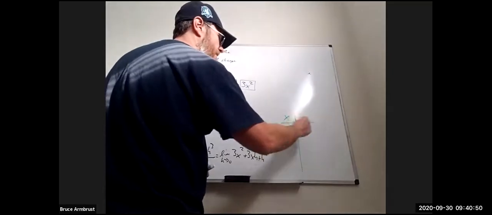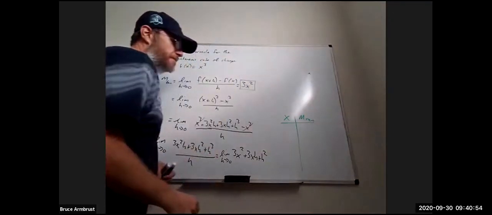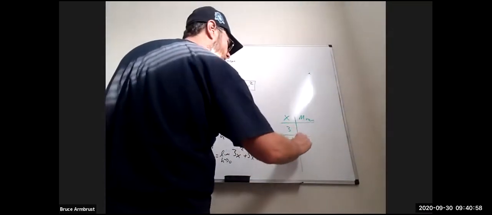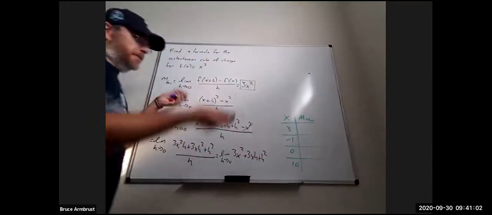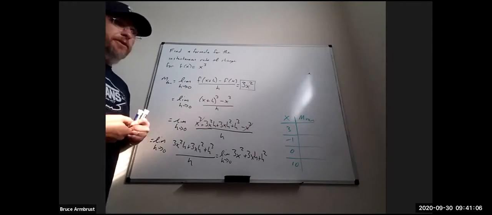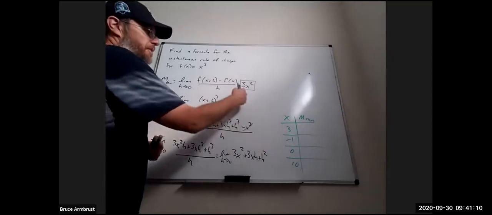All right, so I'm going to make a little chart here. I'm going to put x, and we're going to put slope of the tangent line here. So here are some x's that I'm curious about. Let's say 3, -1, 0, 10. We'll just do these 4. All right, well, if you want to know the slope of the tangent line at those different places, we're just going to plug those into this formula.